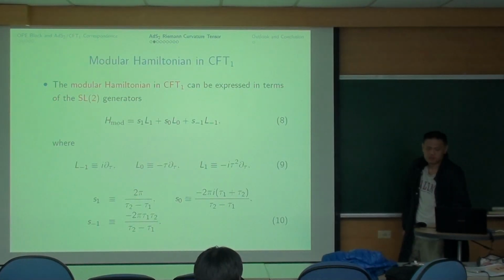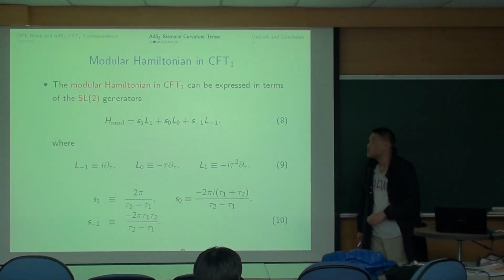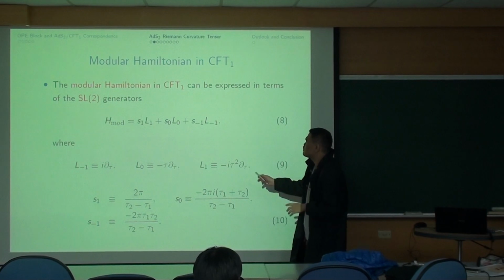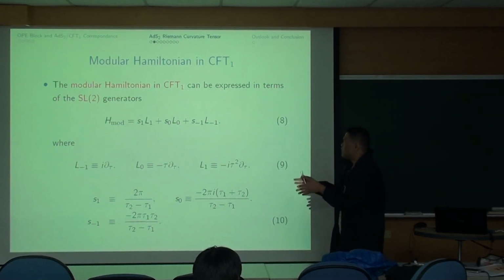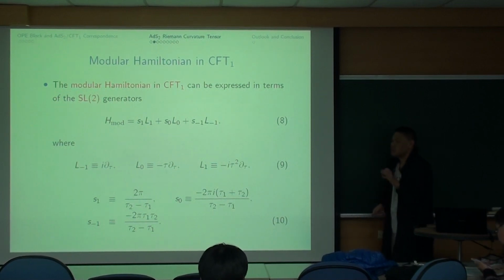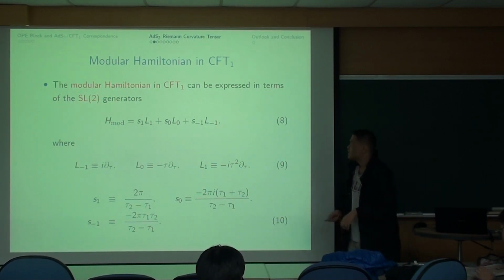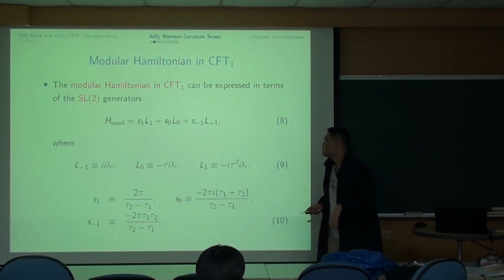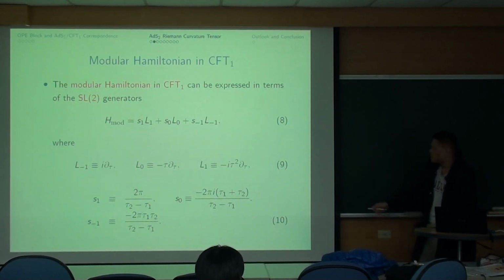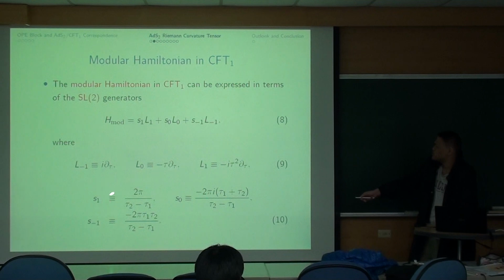And the modular Hamiltonian in the CFT1 can be expressed in terms of the SL2 generators. So you can say that this is the construction of the modular Hamiltonian from the half CFT2, because in the CFT2 case you need to use SL2 plus SL2 generators, not just a single SL2. In this case, we can use equation A to get the modular Hamiltonian in the CFT1 case. And here you can see the parameters S1, S0 and S minus 1, which only depend on tau 1 and tau 2.